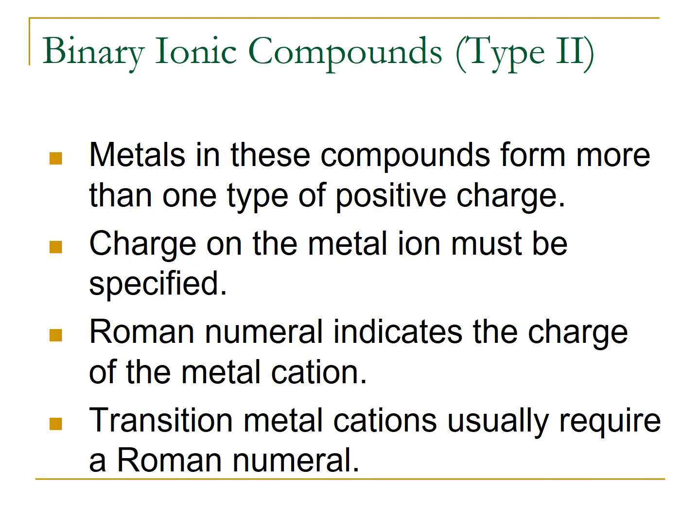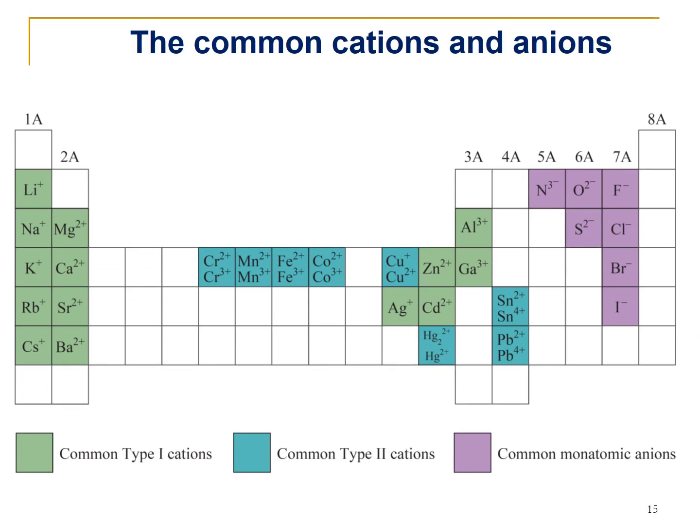Now type 2, these are the metals that change their charges. One example was iron. We also have copper, and tin, and for each you need to go based on the charge. Here you can see chromium, manganese, iron, cobalt, copper. These are the ones that change the charges, right? So this is type 2.